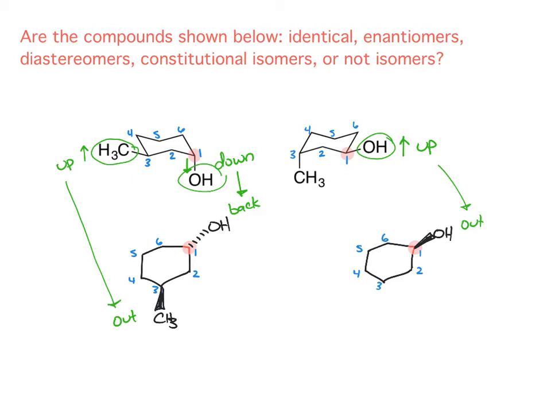On carbon 3, we have this methyl group. It's pointed down. So in 3, we want to make that a back group.